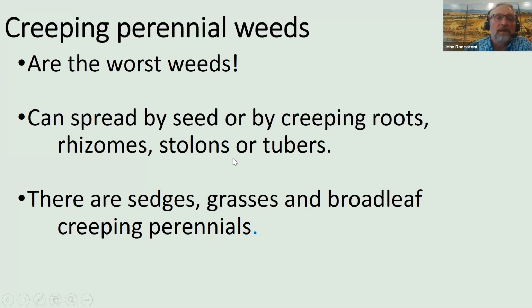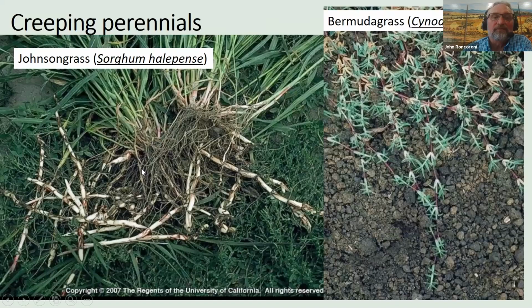Creeping perennials are easily the worst weeds. They can spread by seed, by creeping roots, by rhizomes, by stolons, by tubers. If you're Bermuda grass, you use them all. Well, maybe no tubers, but there are sedges, grasses, and broadleaf creeping perennials. I talk a lot about Johnson grass, and a lot of places don't have it, but here in the Central Valley, we have lots of Johnson grass.